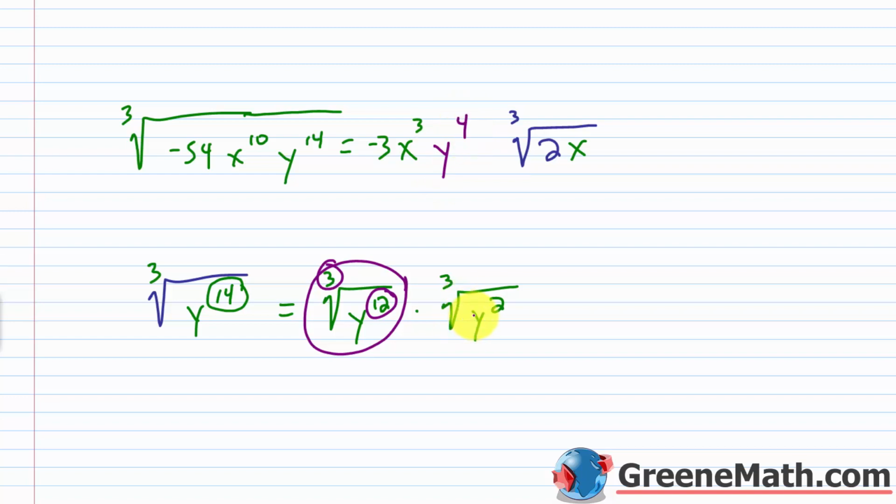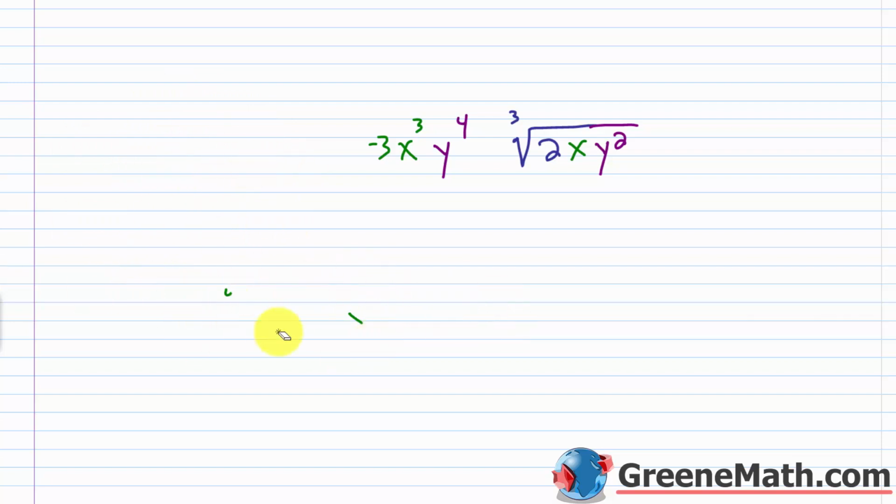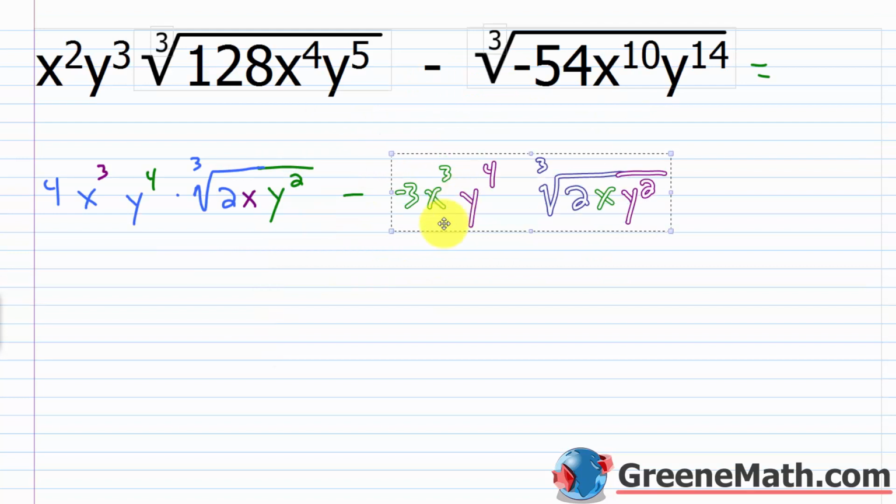This guy right here, I can't do anything with it. So I would write y squared underneath here because I have the cube root of y squared. Okay, so we've simplified the other guy now. Let's erase this. And let's go ahead and drag this up. Okay, so we'll put that there.